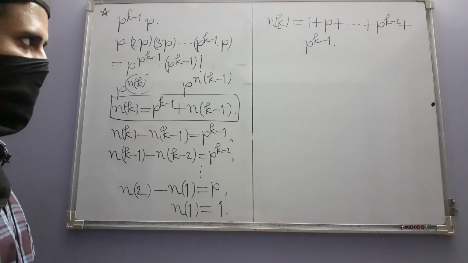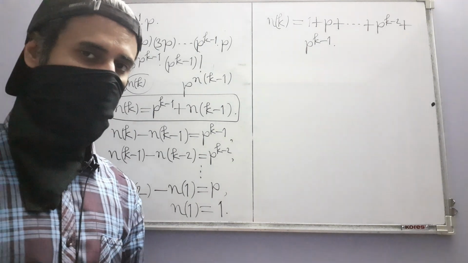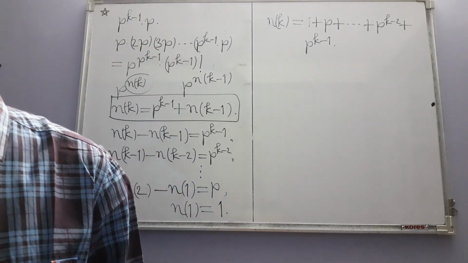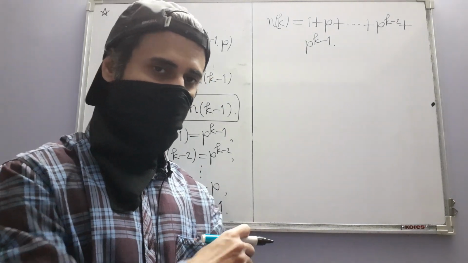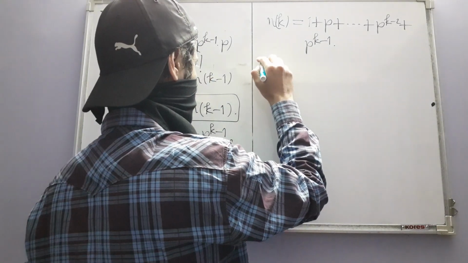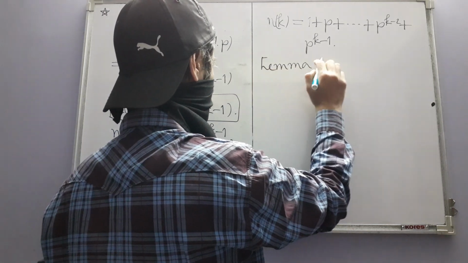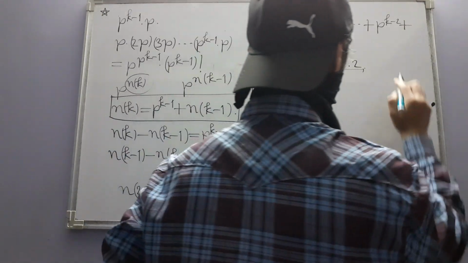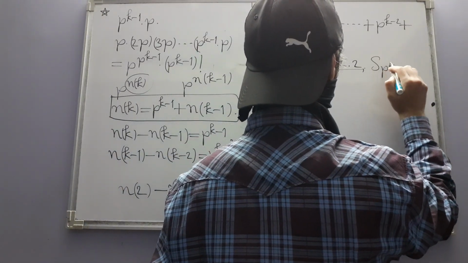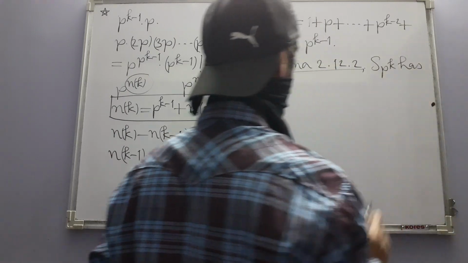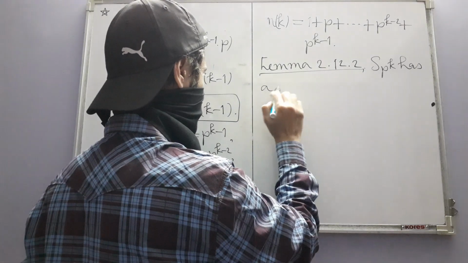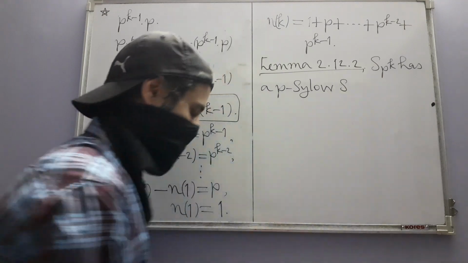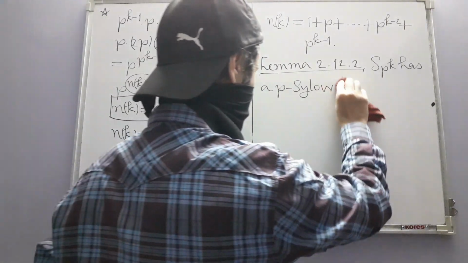And now we know precisely what power of p divides p to the power k factorial, which is the order of our symmetric group S of p to the power k. And now we come to our main result. This symmetric group has a p-Sylow subgroup. Why am I writing subgroup with capital S?